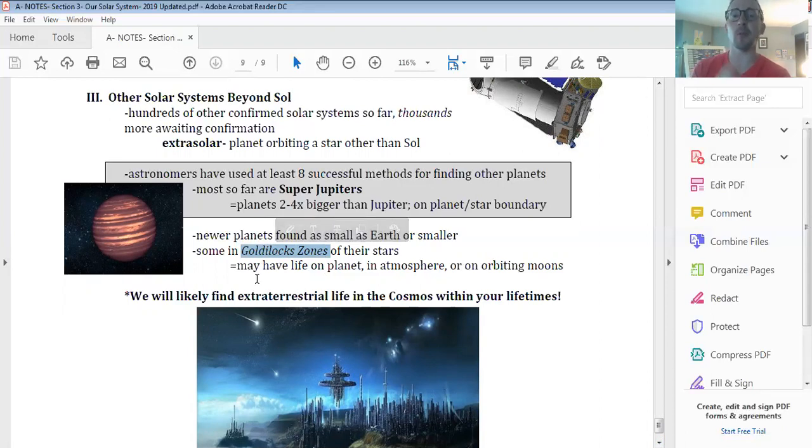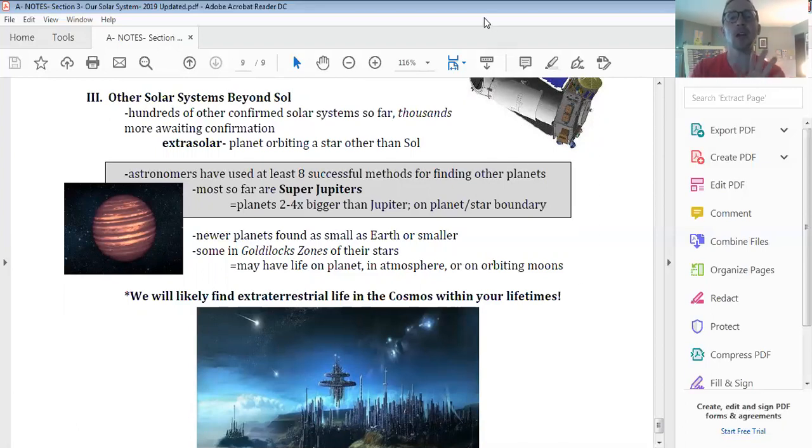You might remember from lecture 1, this is that special area around the star that's not too hot, not too cold, but it's just right for liquid water and life. So I think there's a very good chance you all are the first generation living who's going to know for sure that we are not alone in the universe, and we might even find that out within your lifetimes.